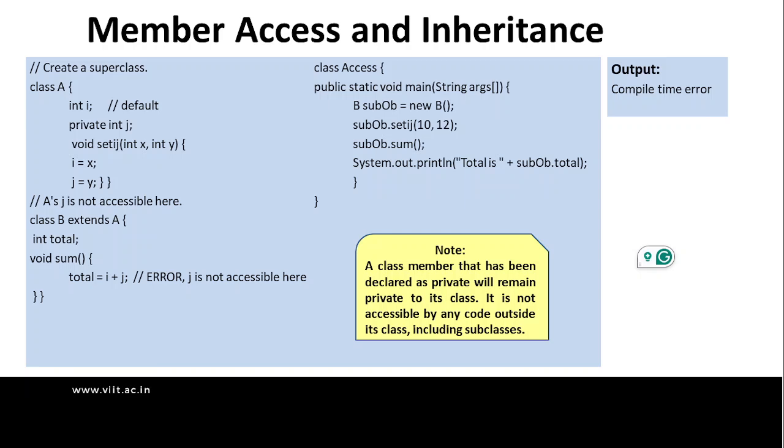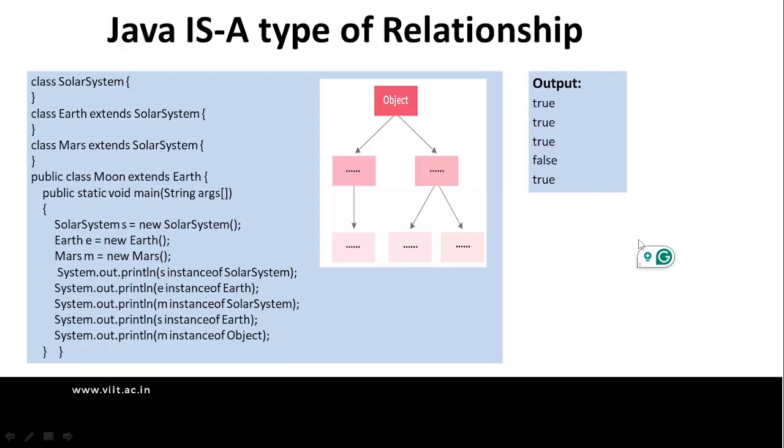Java is type related. For example, class Solar system, then class Earth extends Solar system, then class Mars extends Solar system. Then public class Moon extends Earth. Will it be allowed? Yes, it is allowed, because solar to earth, earth to moon, inheritance is possible.